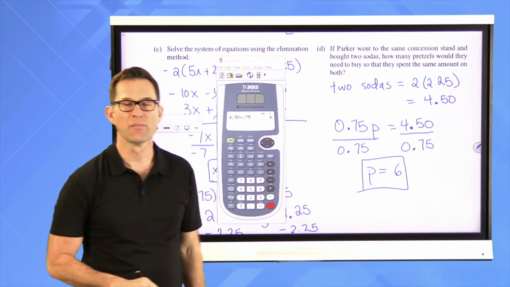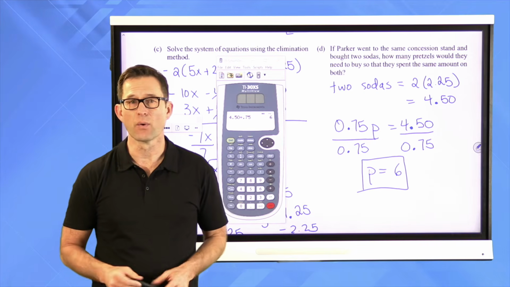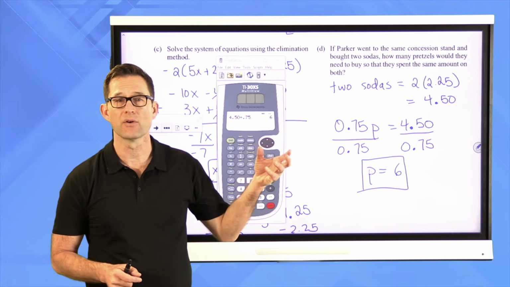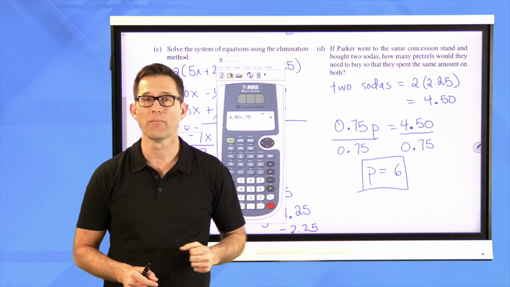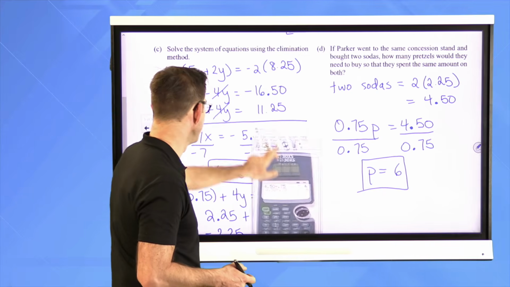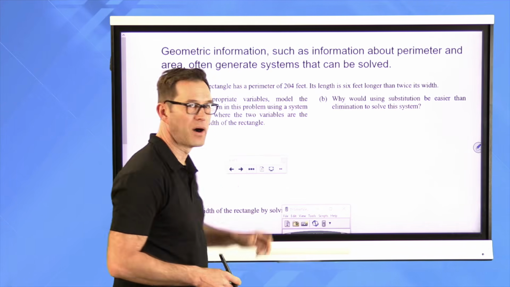All right, simple enough. And of course, letter D has really almost nothing to do with systems of equations, right? It simply is using information that we found out in C in order to solve yet another math problem. Yay, another math problem. All right, so let me move this out of the way. Let's take a look at one last modeling problem.